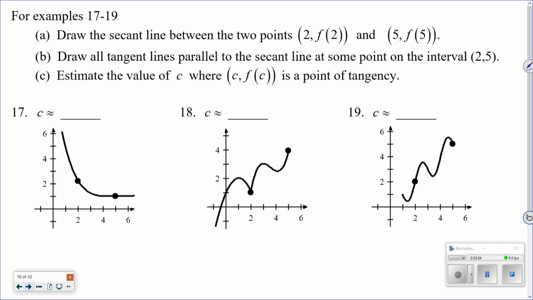What it's talking about is if I draw the secant line right there, then I'm going to draw the tangent line that's parallel to it. I'm just going to estimate in there. It wants us to estimate where that point is, the point where your tangent line is hitting the graph. Now it just wants the C value. The C value is the X value. So on that one, I would say it's approximately 3, somewhere in that ballpark. Take just a second and work down through those. I'll do the same thing, and then we'll come back together and talk about them.